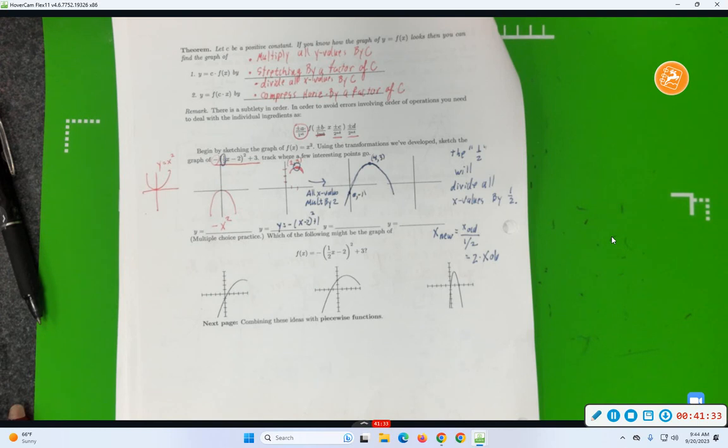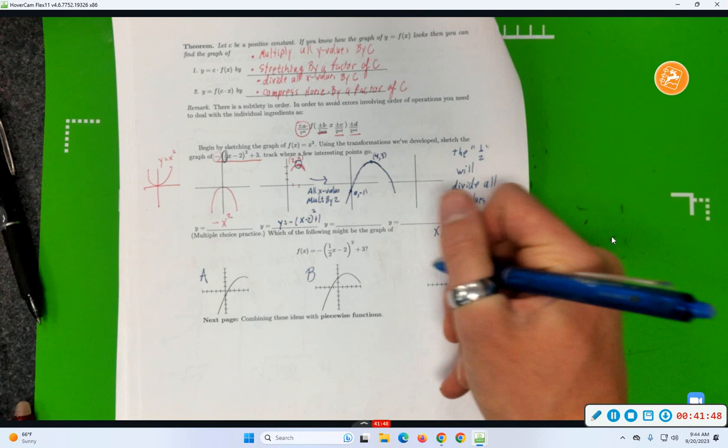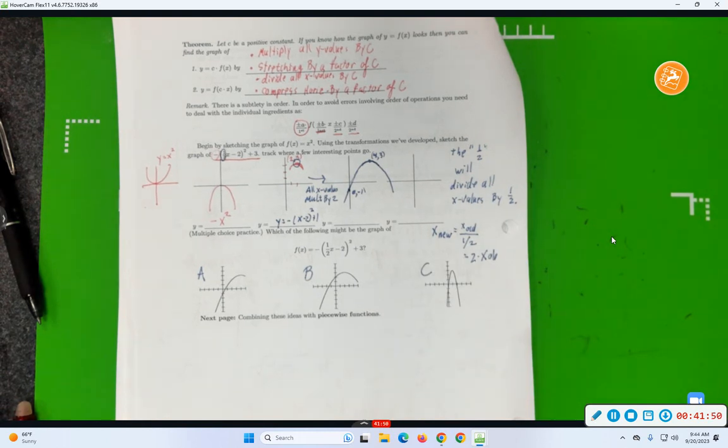And now let's play a multiple choice game. Let's suppose that you did all that work, and the problem just asks which of these 3 functions might be the graph of f of x equal to -1/2 x minus 2 quantity squared plus 3. And those were the options. Maybe I'll give them letters. A, B, C.